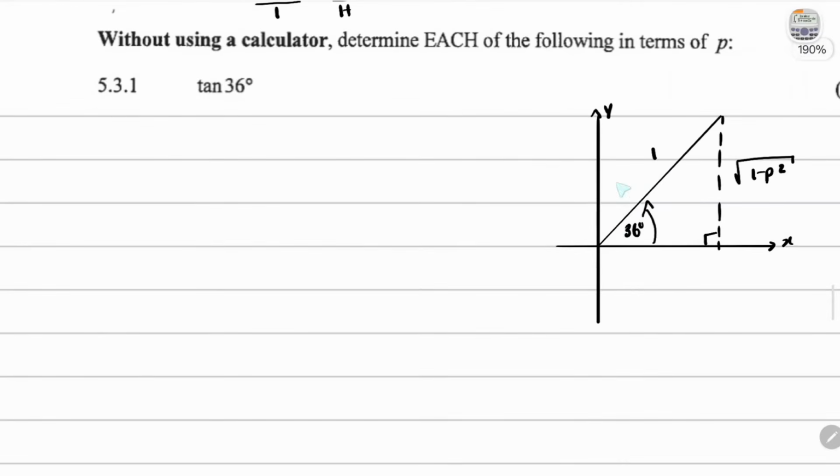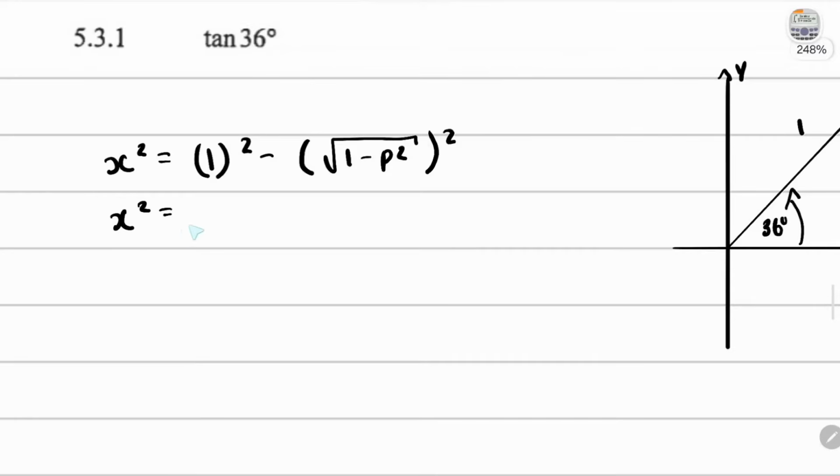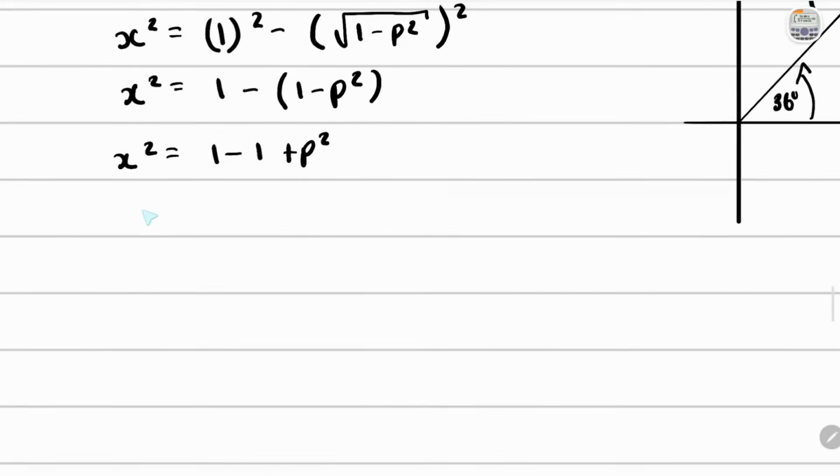Using Pythagoras, we would say the hypotenuse squared. To find that adjacent side, let's go ahead and call it x. To find x squared, we'll say the hypotenuse squared minus the smallest side squared. So that is the square root of 1 minus p squared, all squared. And so x squared is equal to 1 minus, and there the radical breaks open, giving you in the brackets, because it's still two terms, 1 minus p squared. And then when we distribute, this is 1 minus 1 and then plus p squared. You see that the ones cancel and x squared is equal to p squared.